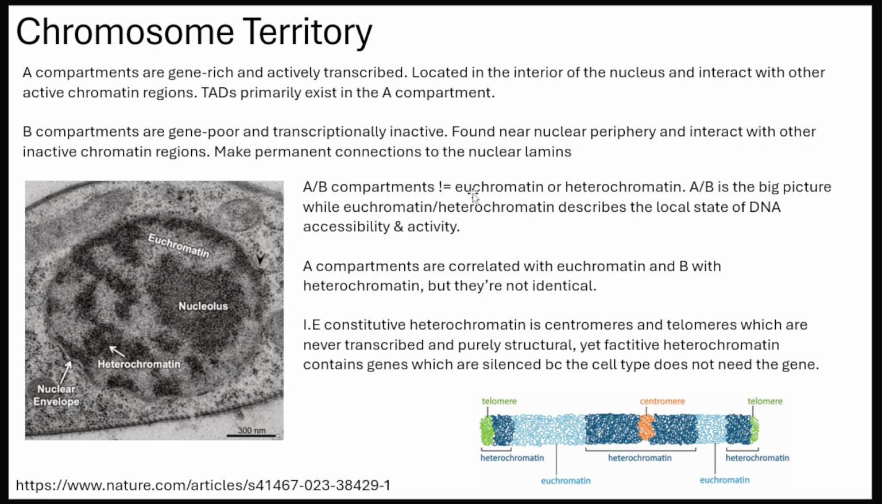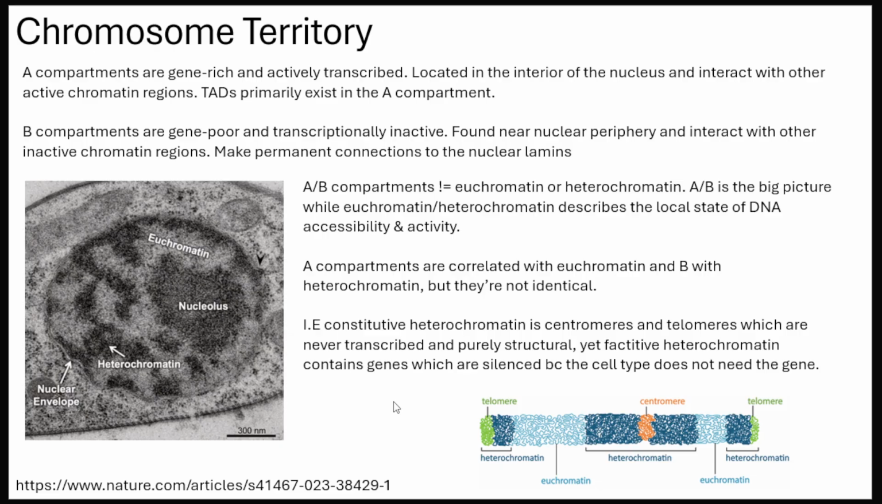Furthermore, on an electron microscope, you can see regions of euchromatin and heterochromatin and distinguish them by their density. The less dense regions are more white, so you can see euchromatin is less dense, more open, and more transcription is occurring, whereas heterochromatin is more condensed and less transcription is occurring there.